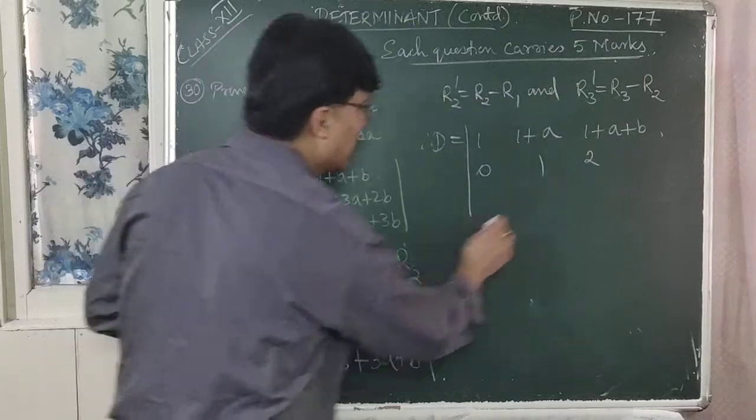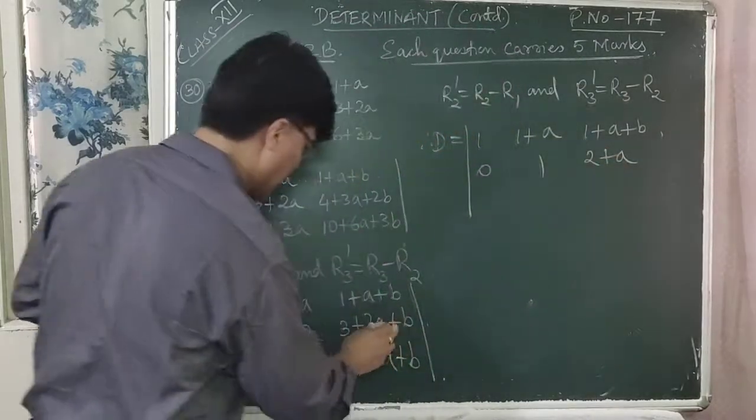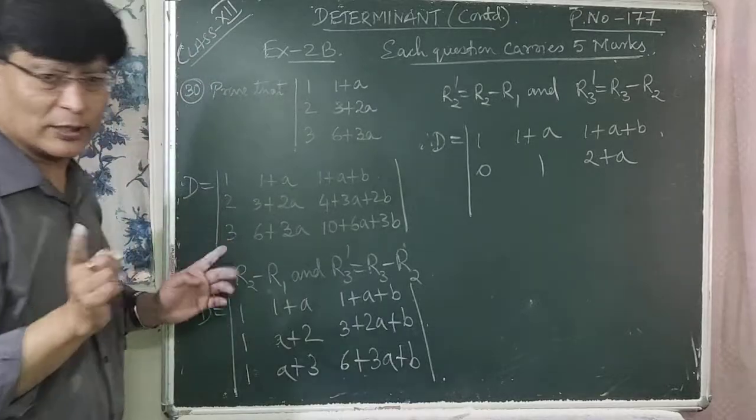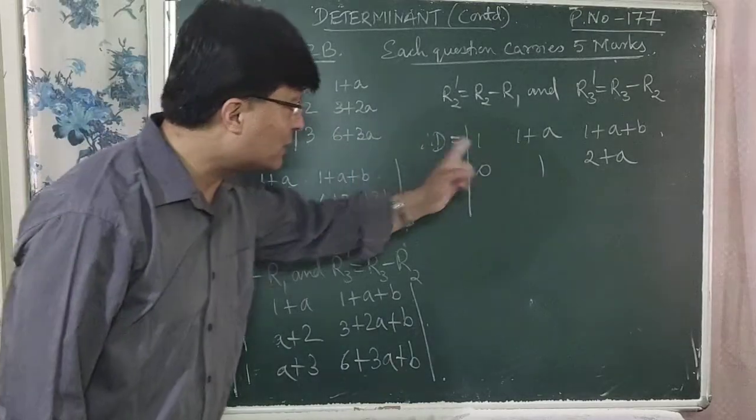Plus 2A minus A is plus A, and B minus B is 0. It is only 2 plus A now. What is R3 dash equal to?